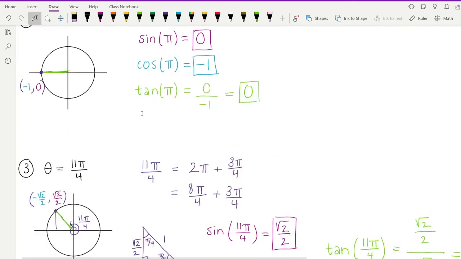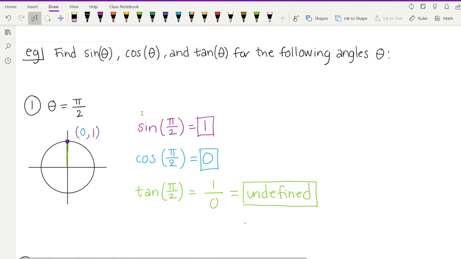All right, so that is it for this video. Please take a look at the worksheet. I think the most important thing you can do here is just practice evaluating sine, cosine, tangent.